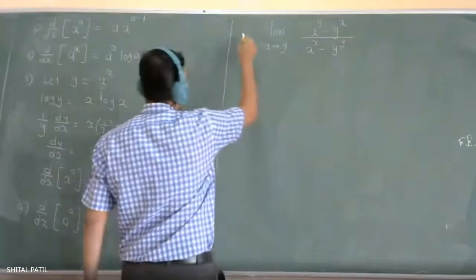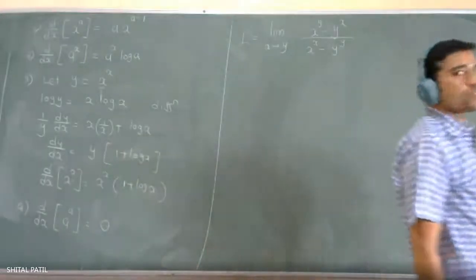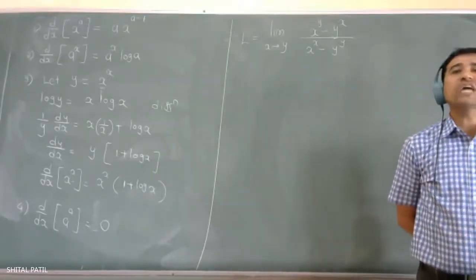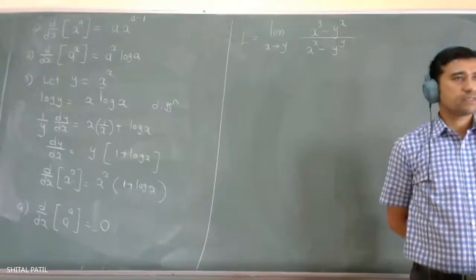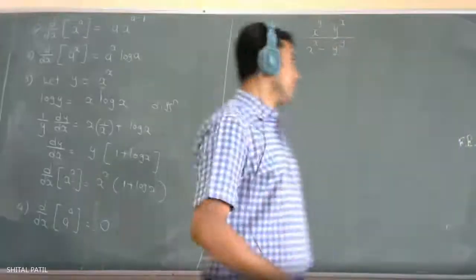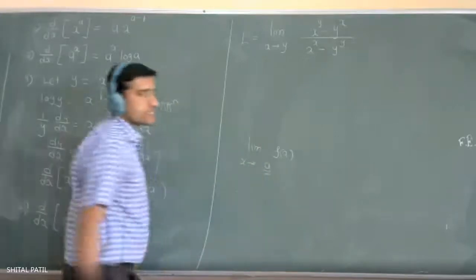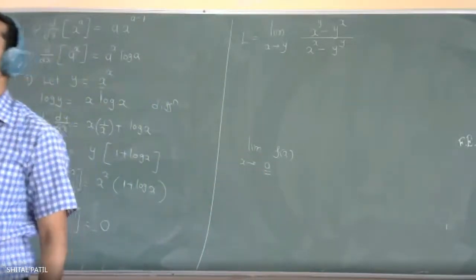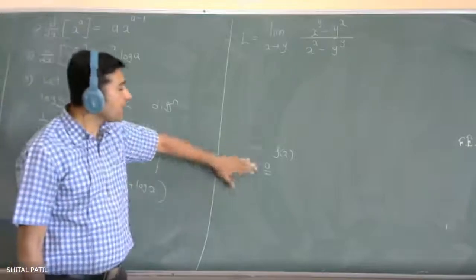Let L equal limit x tends to y of (x raised to y minus y raised to x) divided by (x raised to x minus y raised to y). Tell me, what is the role of y here? Is y a function of x or a variable? It is a constant. Whenever we write the limit of f of x as x tends to a, a is a constant. Since the limit is x tends to y, therefore y is a constant.